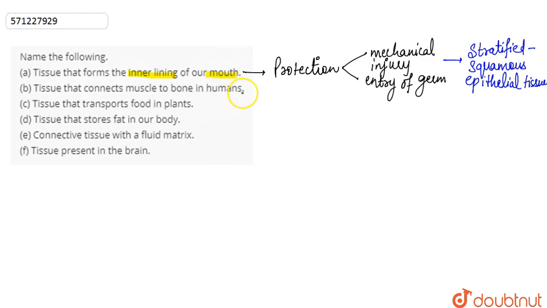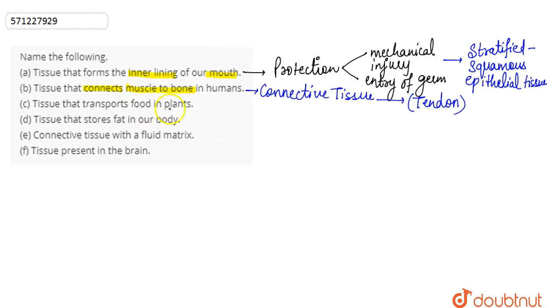Now the next tissue that basically connects muscle to bone in humans. So the tissue that performs the function of connection is known as a connective tissue, right? So the connective tissue that connects the muscle to the bone here is known as a tendon, right? They're known as the tendons.